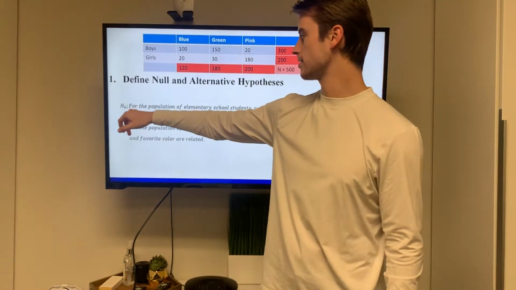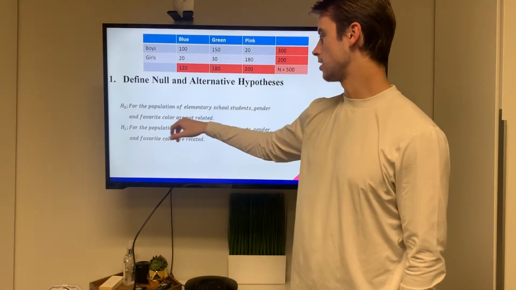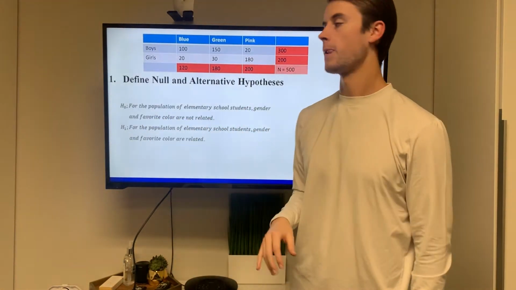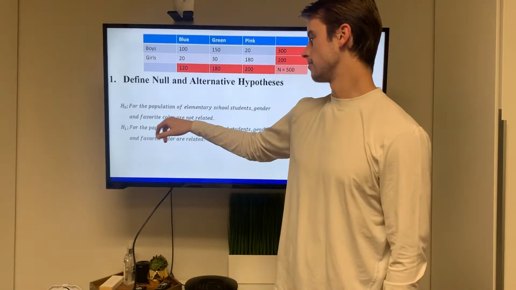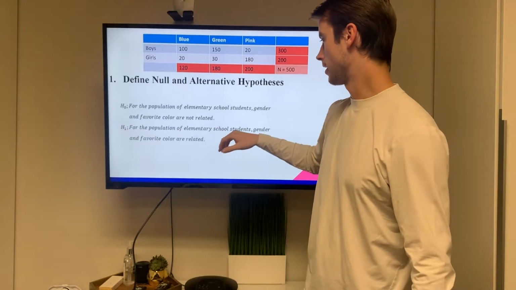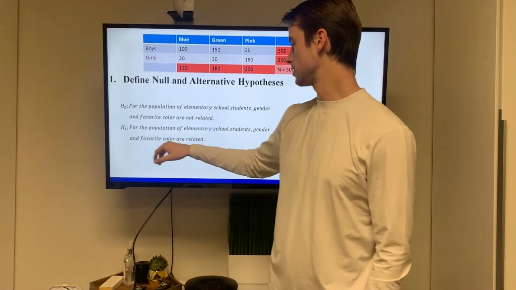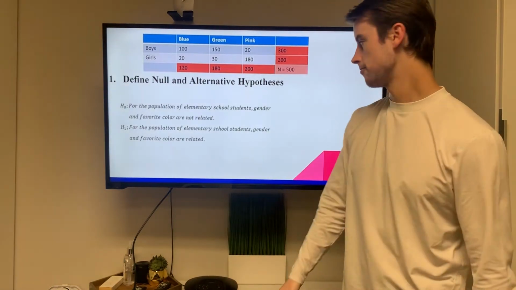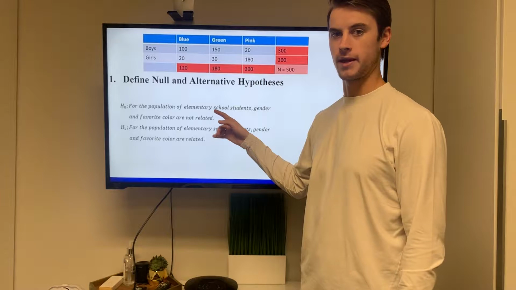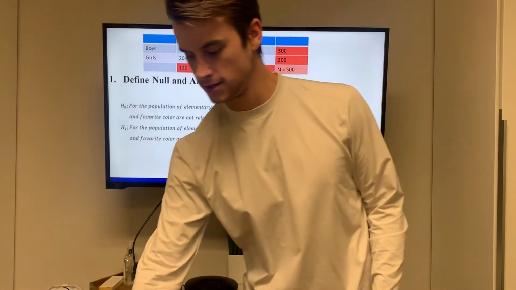So for our null hypothesis, for the population of elementary school students, gender and favorite color are not related. Again, you're not always going to see the word independent, okay? You have to figure it out. If it says are not related, that means they're independent, right? Our alternative hypothesis would be that they are related, obviously. Again, two mutually exclusive events. There's no overlap in them, okay? So we've defined our hypotheses.